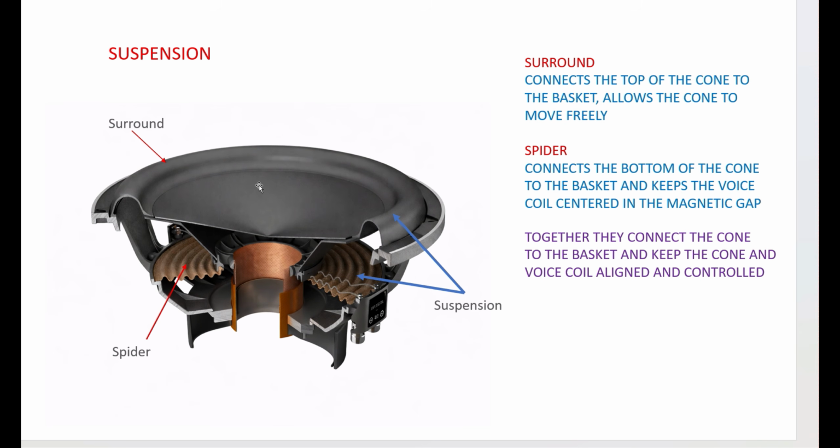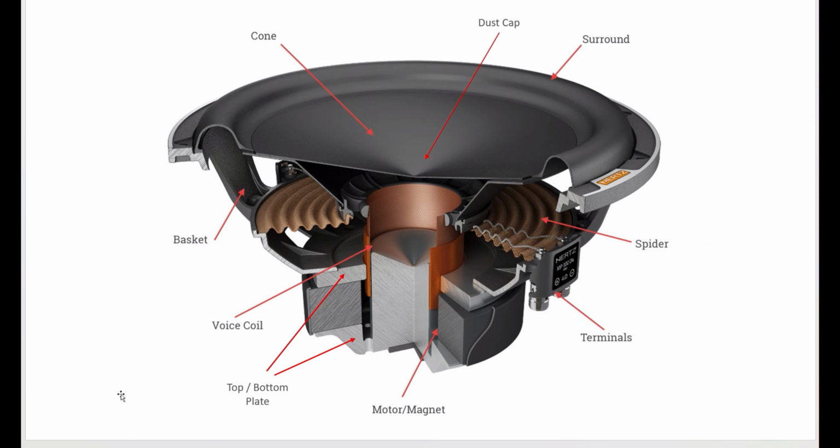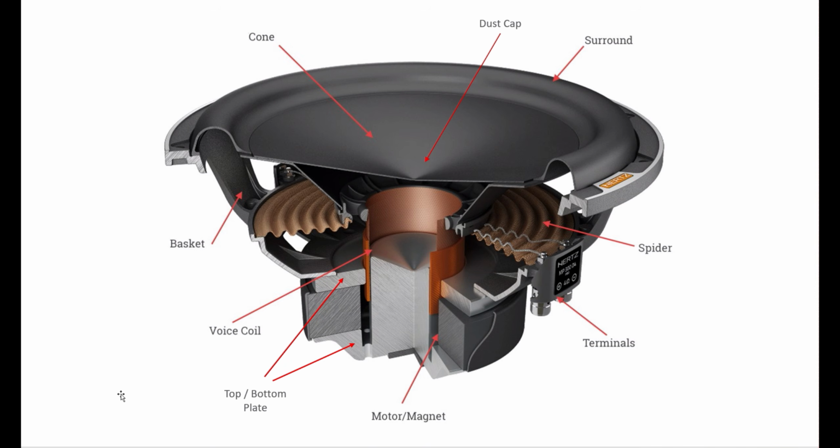So they have a role in allowing the moving parts of the speaker to move, but they also have a role in controlling that movement and keeping the voice coil properly aligned and controlled in the magnetic gap. So that's the way a moving coil speaker is constructed and all the parts that make it up.